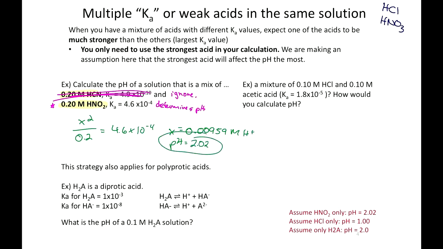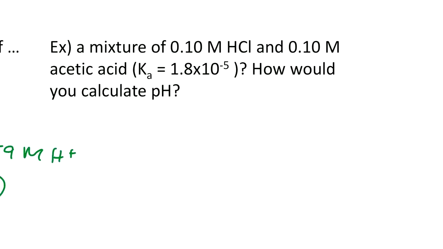And so again, we're just assuming that nitrous acid, the strongest acid, is the one that dictates the pH here. All right, let's look at this mixture. We have a mixture of HCl and acetic acid. How would we calculate the pH? Is there one of those species that's going to donate more protons? HCl, yes. Why is HCl going to donate more protons? Strong acid. So do we actually have to do anything with acetic acid? Nope, we're just going to pretend it's not there. Acetic acid just donates a little bit of H+, and it's not going to change the pH that much.